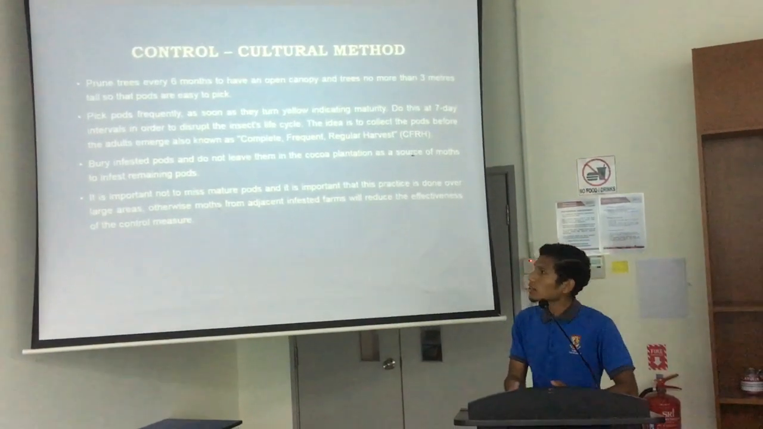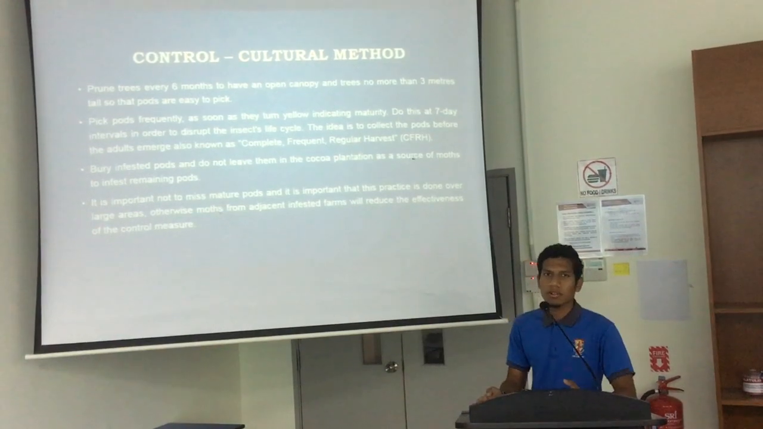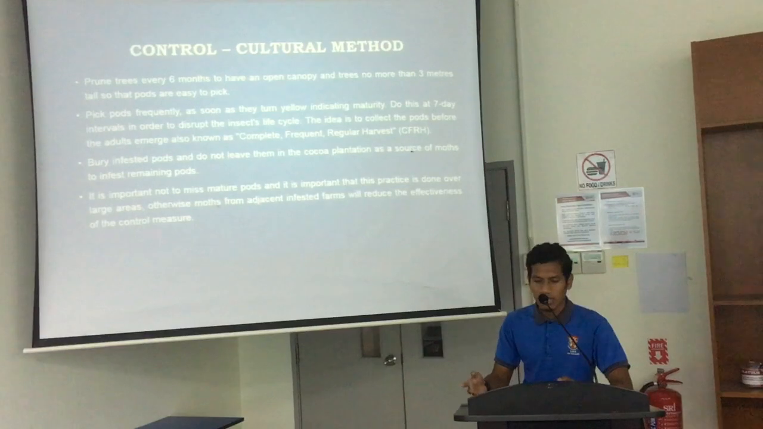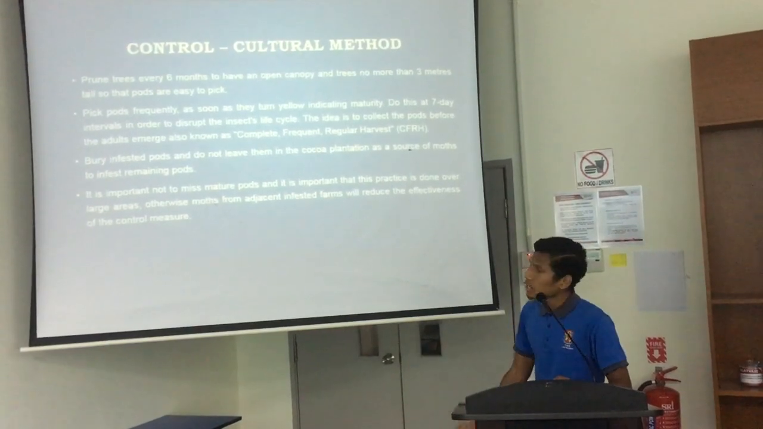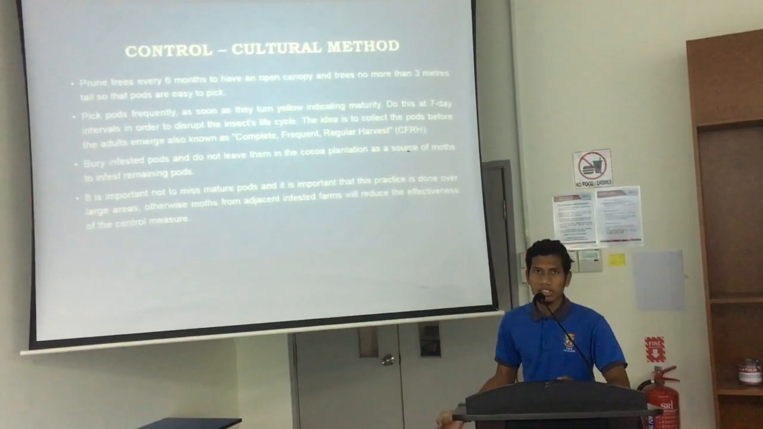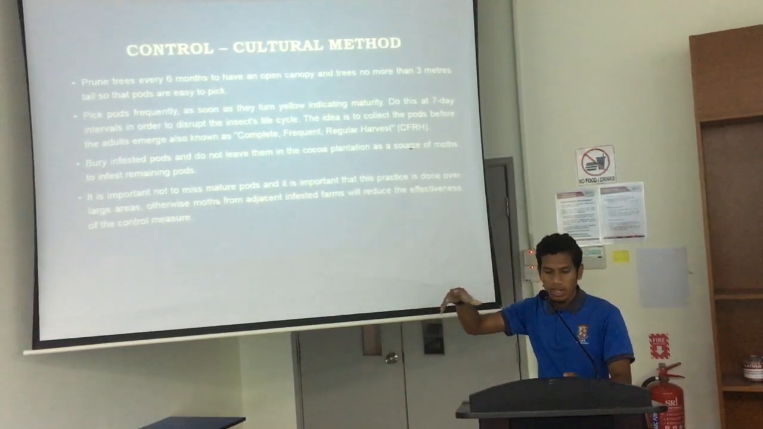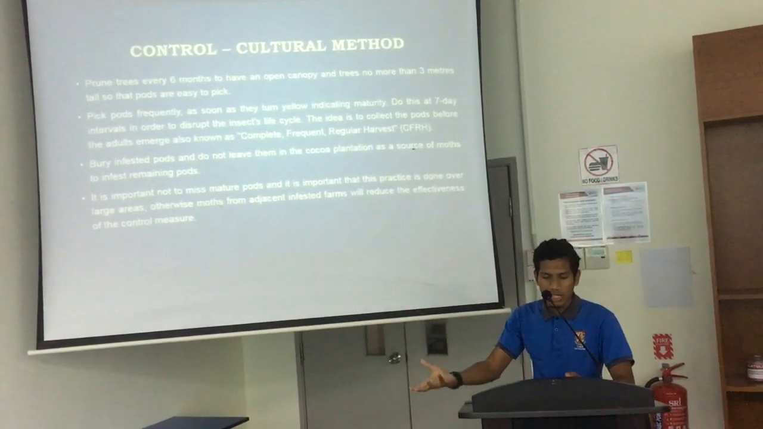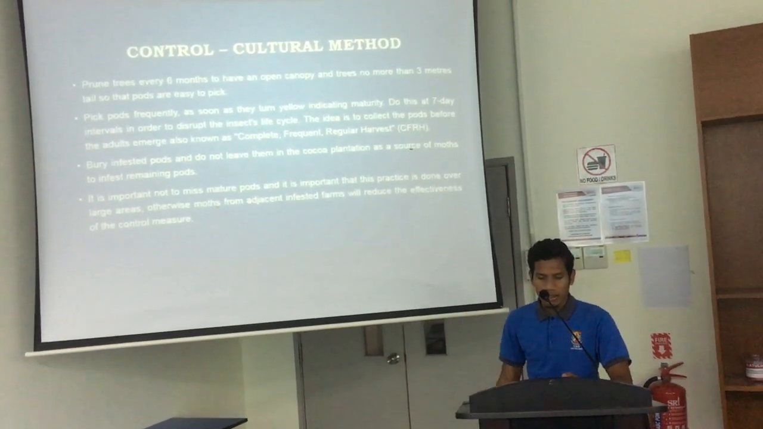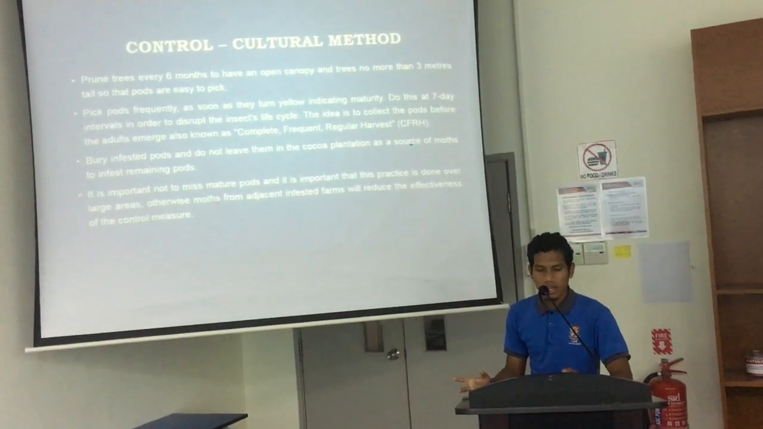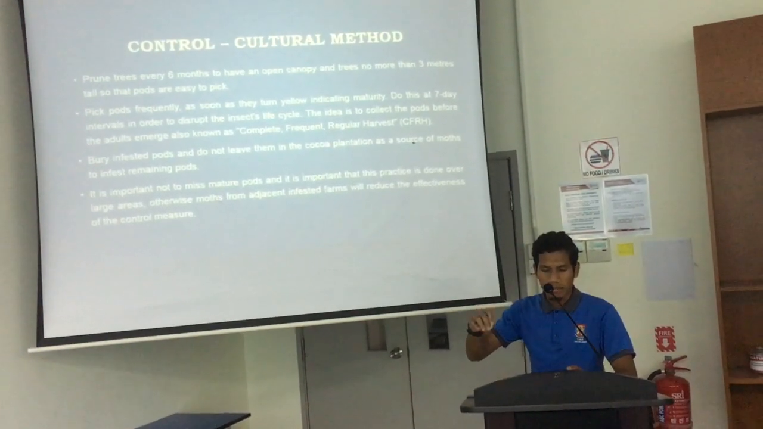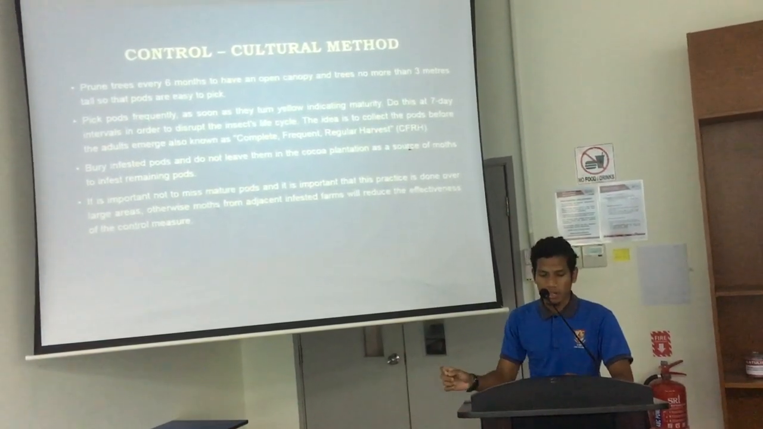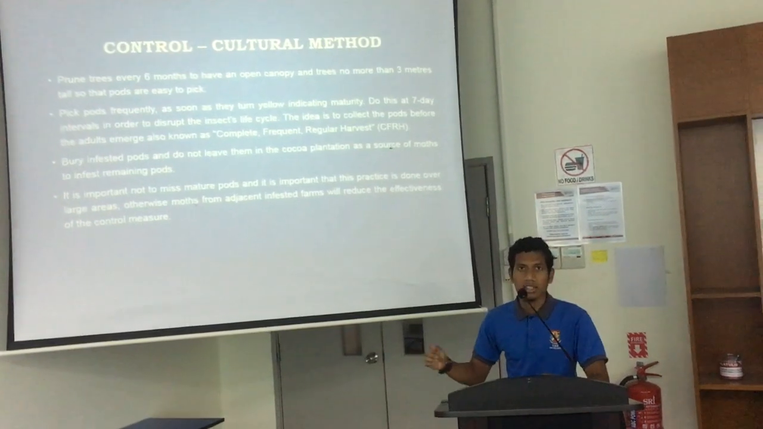Okay, now I would like to talk about the control methods for cocoa pod borer. We have cultural methods, mechanical methods, chemical methods, and other methods. Firstly, I will talk about the cultural method. We prune the trees every 6 months to have an open canopy. The farmers usually pick the cocoa pods frequently as soon as they turn yellow, and then bury the infested pods and do not leave the cocoa husks in the cocoa plantation. It is important not to miss the mature pods, as this practice is done in large areas.